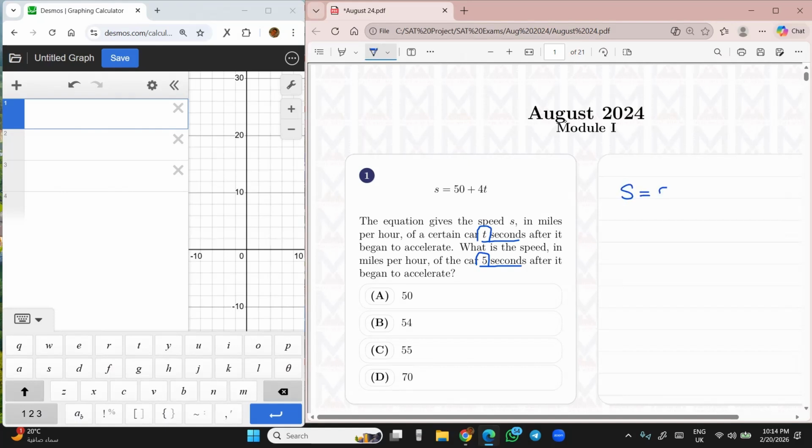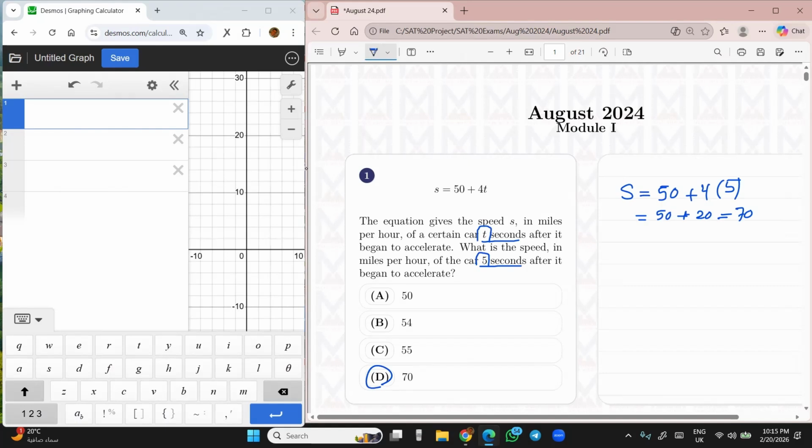S is equal to 50 plus 4t, and t should be replaced by 5. And then we can solve that by just multiplying first. We know that multiplication comes before addition. We cannot say 50 plus 4. We say 50 plus 20, which is the product of 5 and 4. And then the answer is equal to 70. Choose letter D.